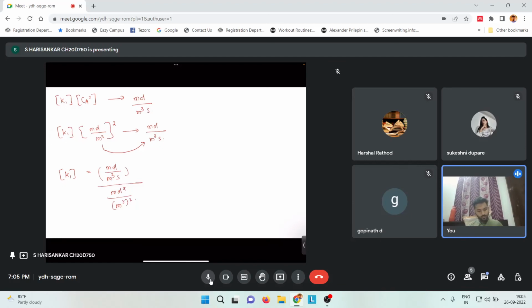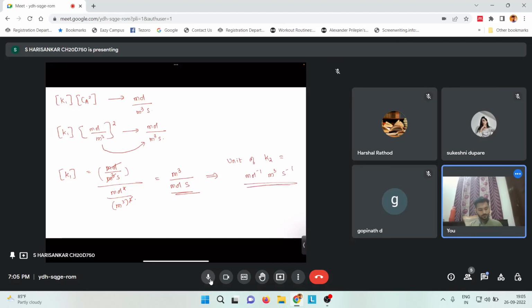So mole and mole get cancelled, meter cube and one of the meter cubes get cancelled, and this will become meter cube per mole second, or basically unit of K2 is equal to mole raised to minus 1 meter cube second raised to minus 1.